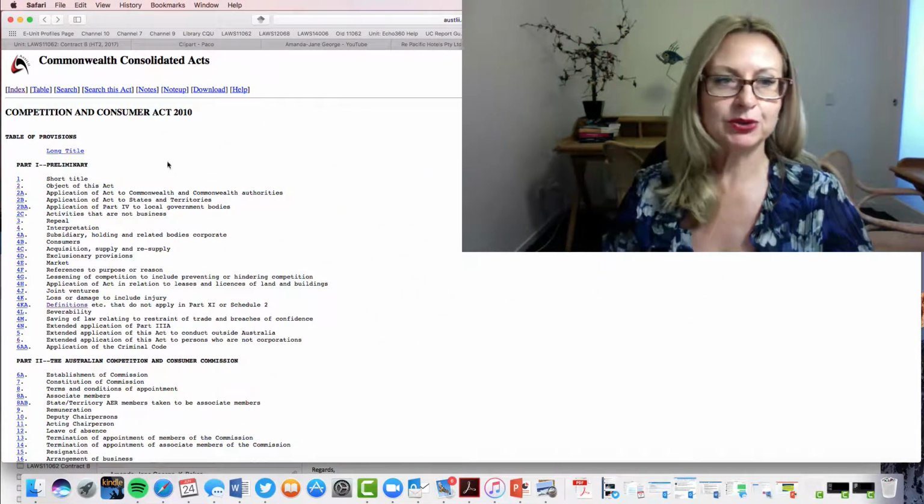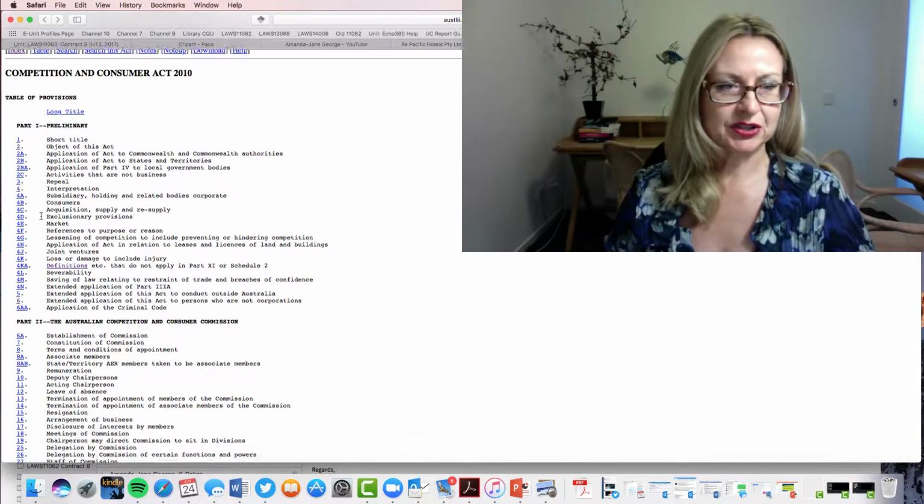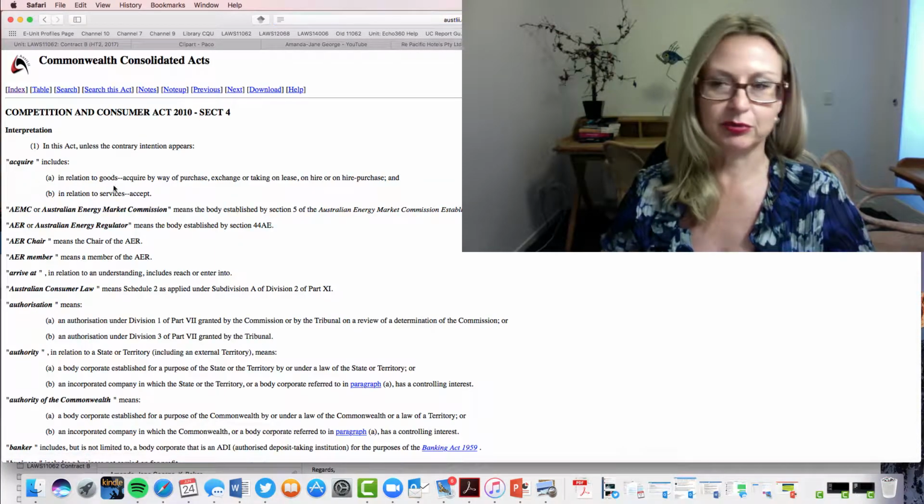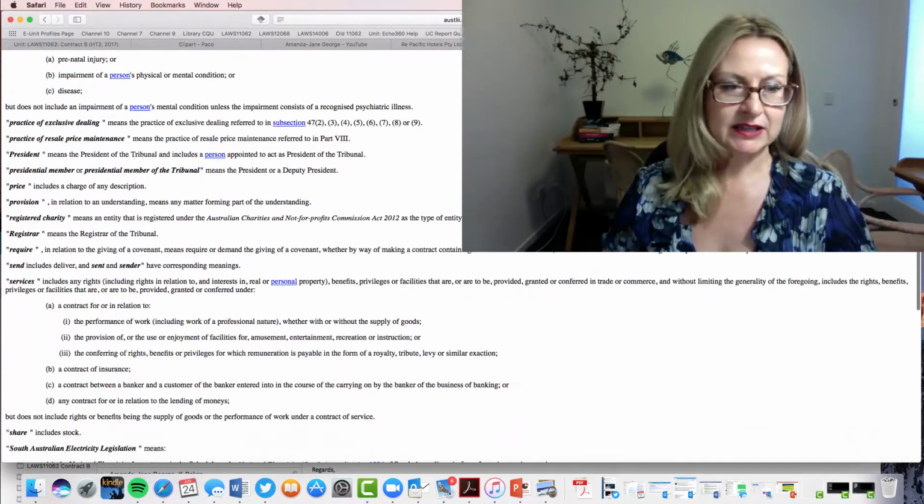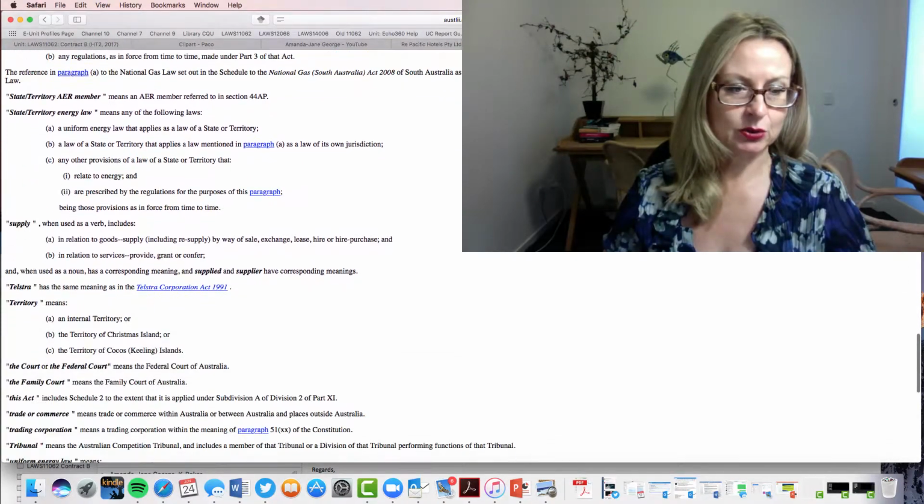Now, if we jump back to the main body of the legislation and we look at the interpretation provisions, we look down here at trade or commerce.